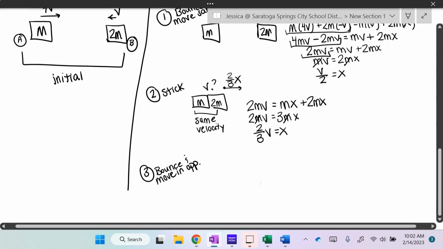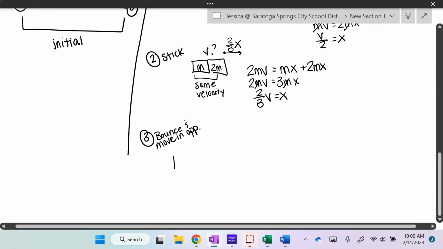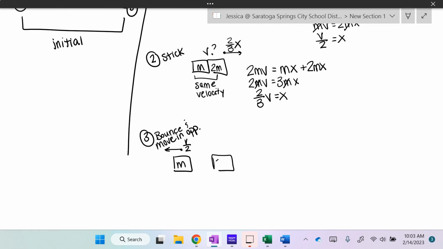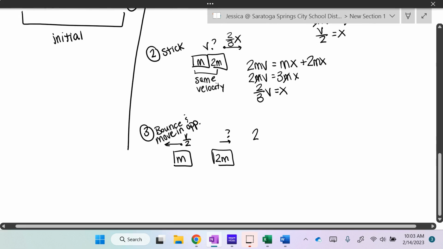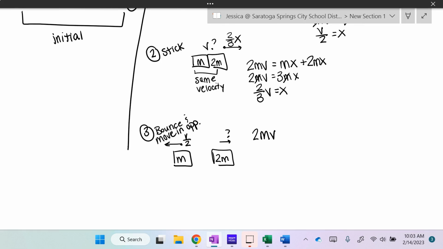So now let's say the problem tells us that they bounce off of each other and move in opposite directions. So maybe this block moves backwards at v over 2. And we want to know how fast is the 2m block moving. So again, same initial conditions, so same initial momentum. So instead of plugging everything in, I'm just going to go right to the initial total momentum, which was 2mv. And then I got m moving at negative v over 2 plus 2m moving at some unknown speed x.